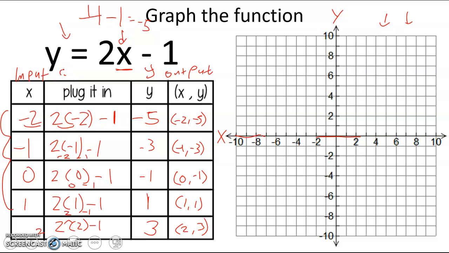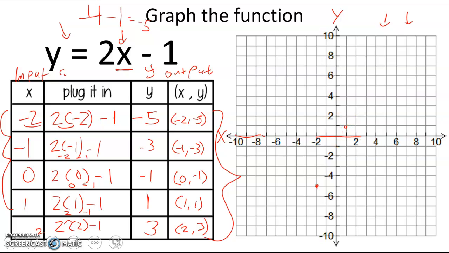So the last thing we need to do is go ahead and graph the ordered pairs that we got over here. So I graph (-2, -5): that is -2 to the left, and then down 5. (-1, -3): I go to the left 1, and then I go down 3. (0, -1): I don't move anywhere on the x-axis, and I go down 1. (1, 1): I go to the right 1, and then up 1.